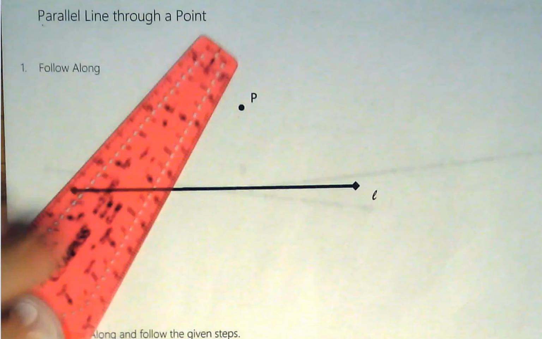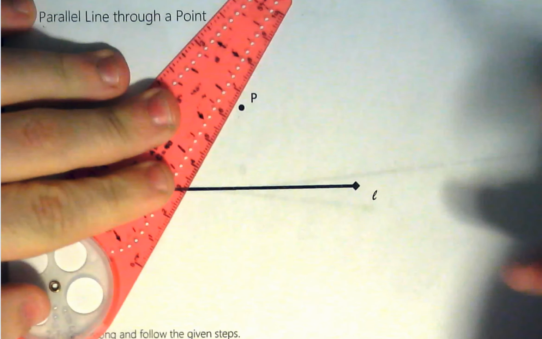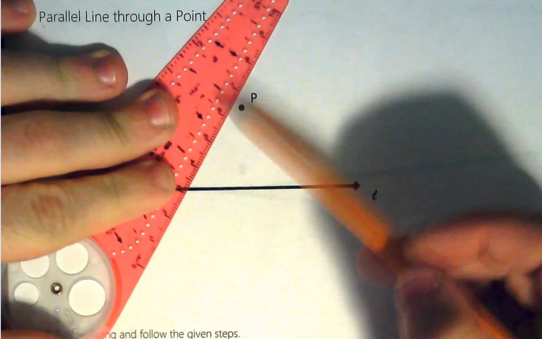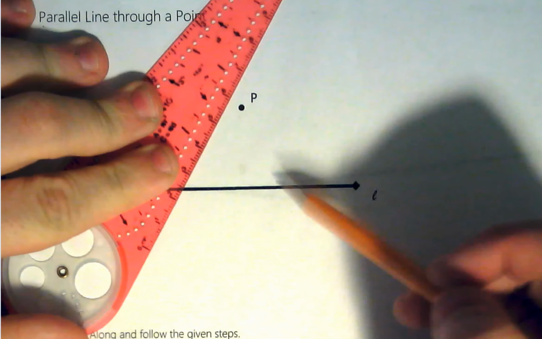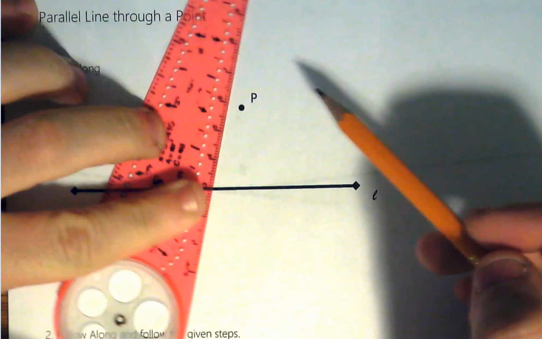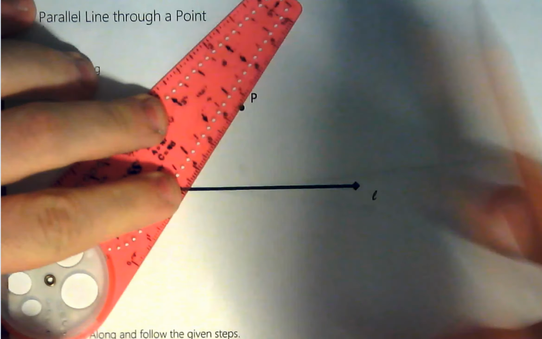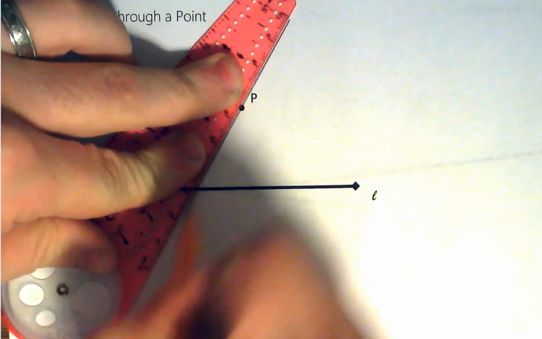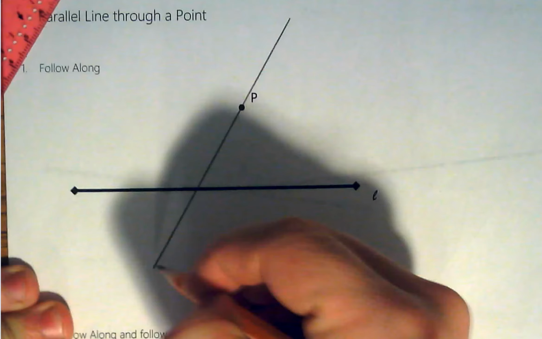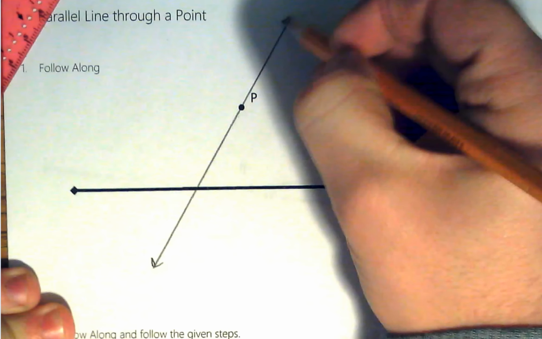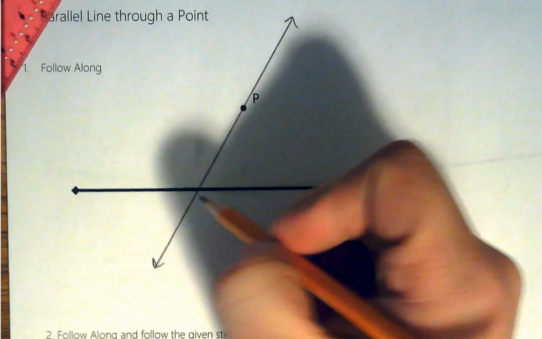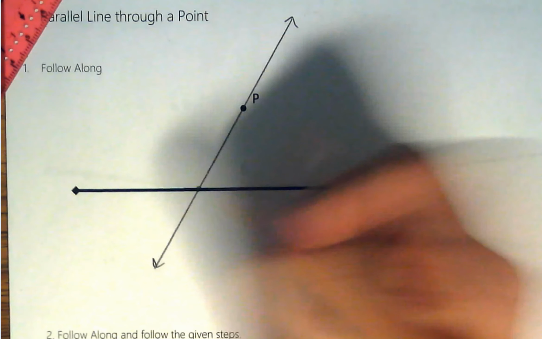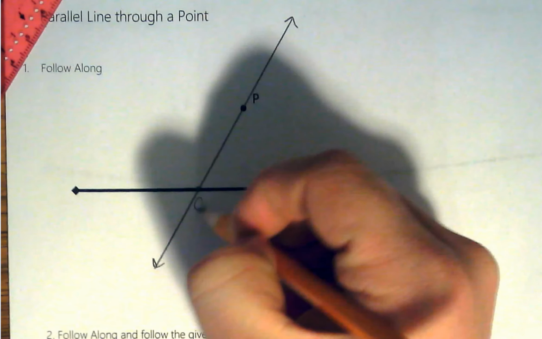Our first step is going to be to draw a transversal through this line L and that point P. This line can be any direction you want it to be. I'm going to draw mine just like this. Okay, so we have this new line. And with this line, we have a point of intersection on line L, and we can call that point Q.